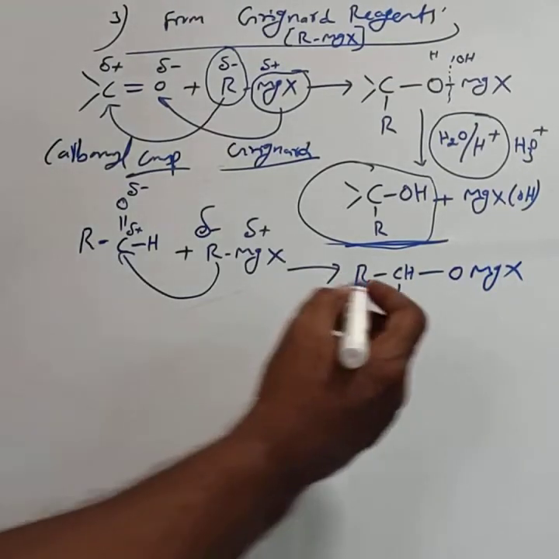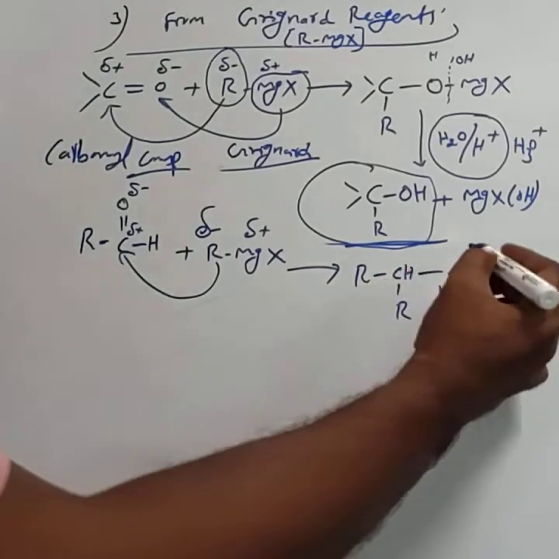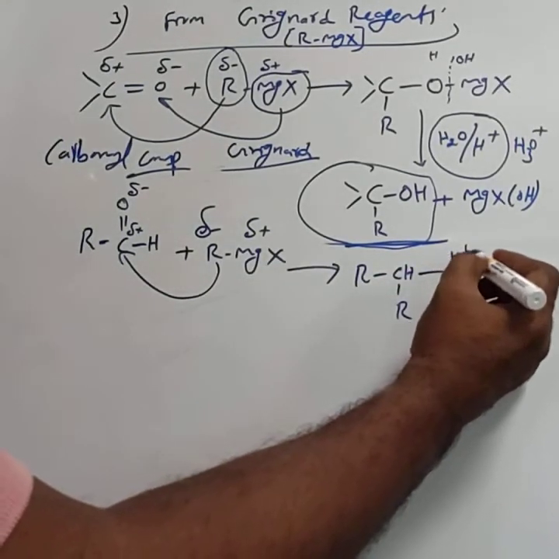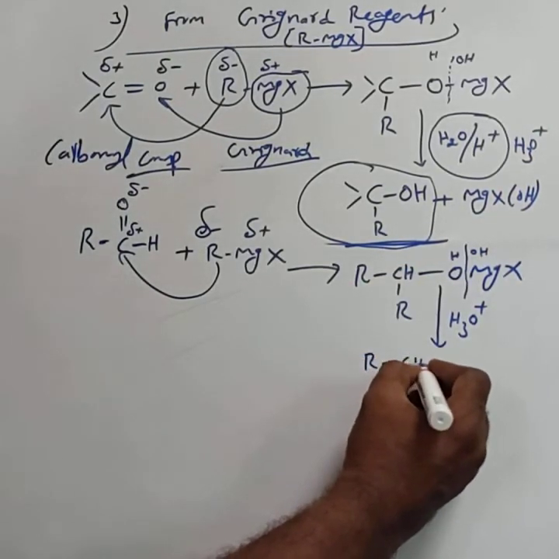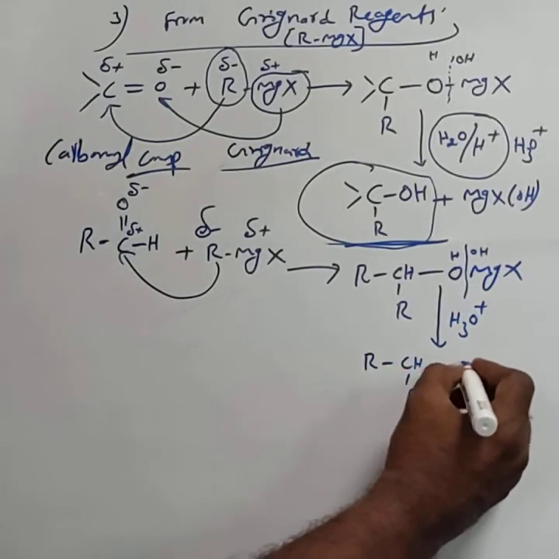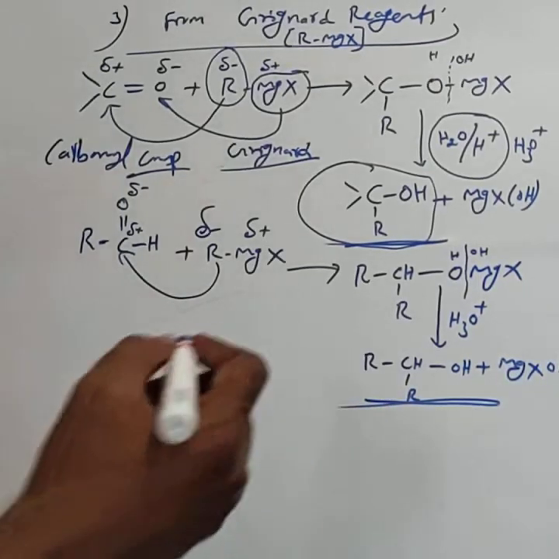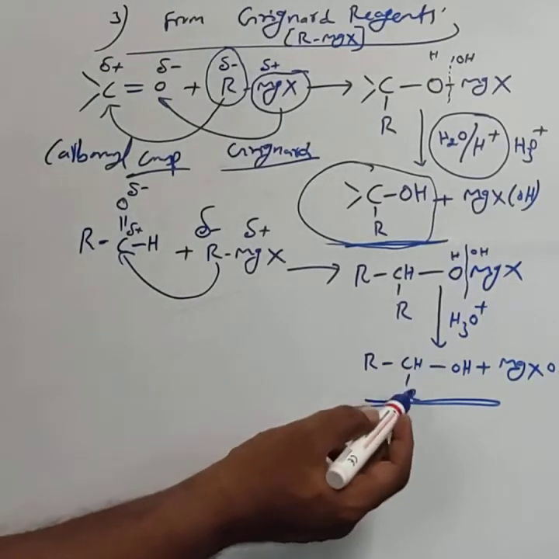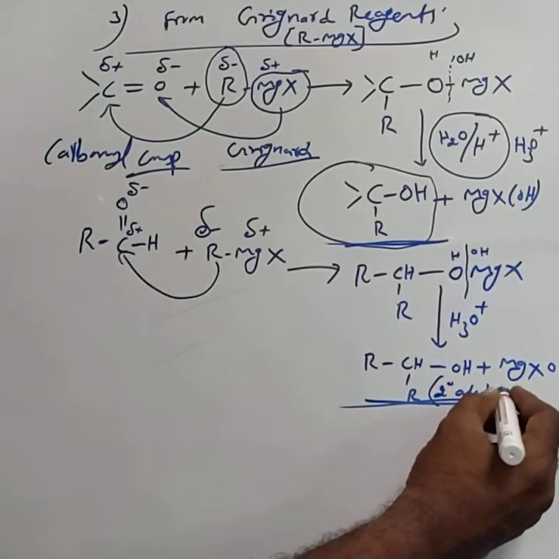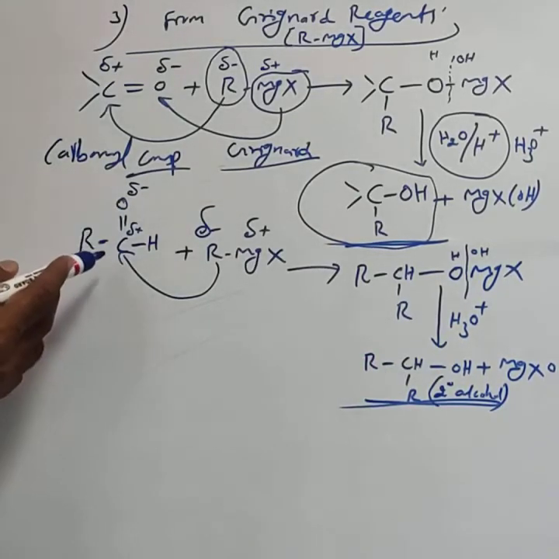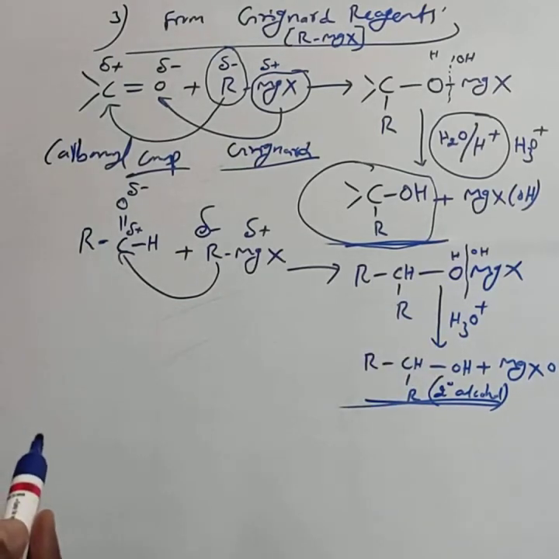RCHR-OMgX. On acid hydrolysis with H3O plus, bond cleavage takes place, with HOH. Then the product formed is RCHROH plus MgXOH. This compound is commonly considered a secondary alcohol, correct? Secondary alcohol. Aldehydes treated with Grignard reagent form secondary alcohols.